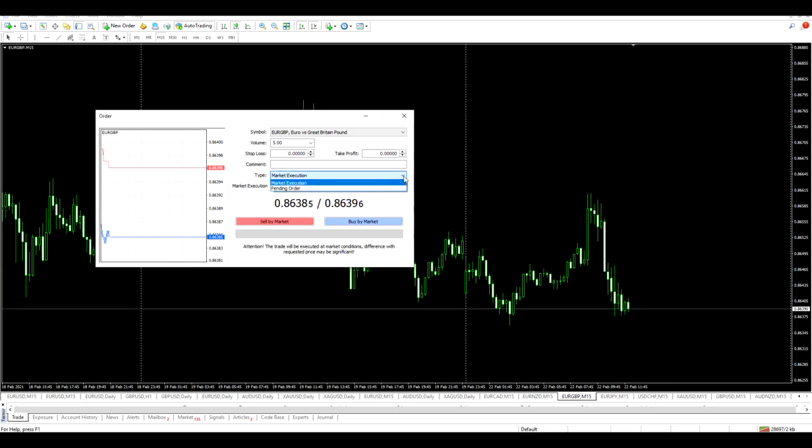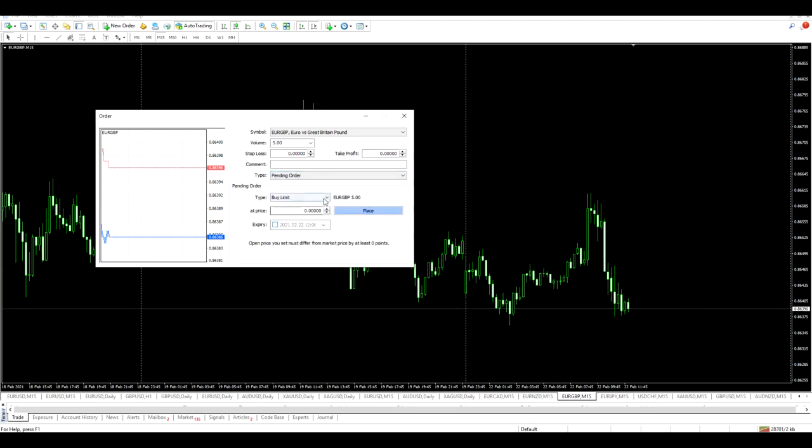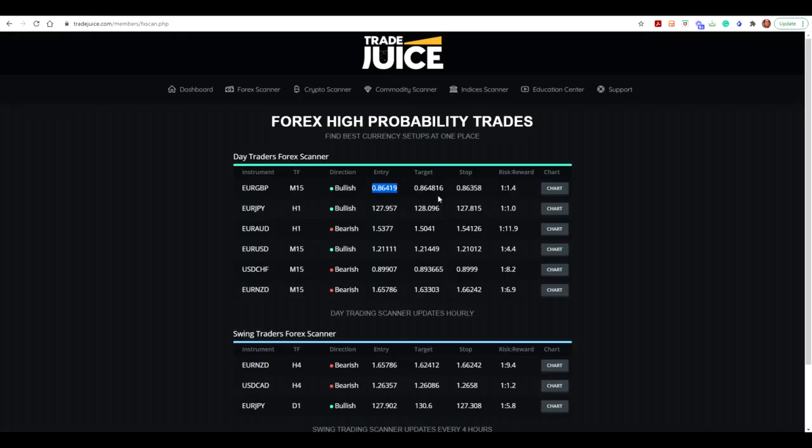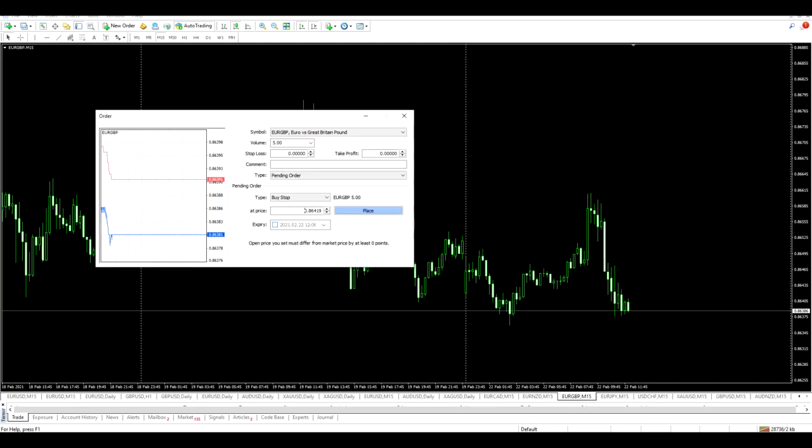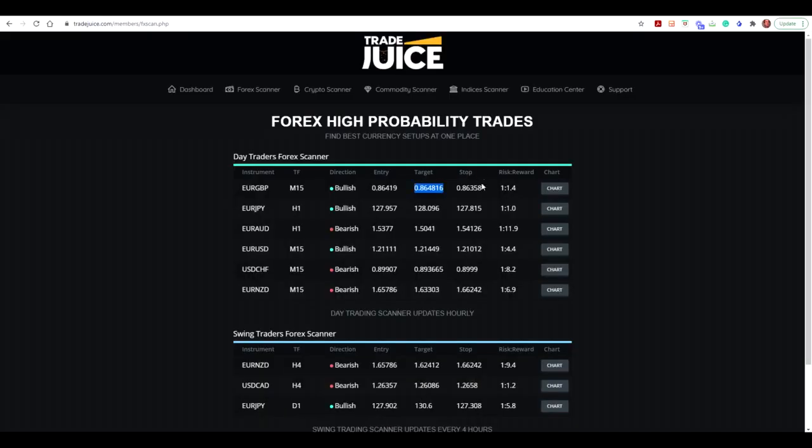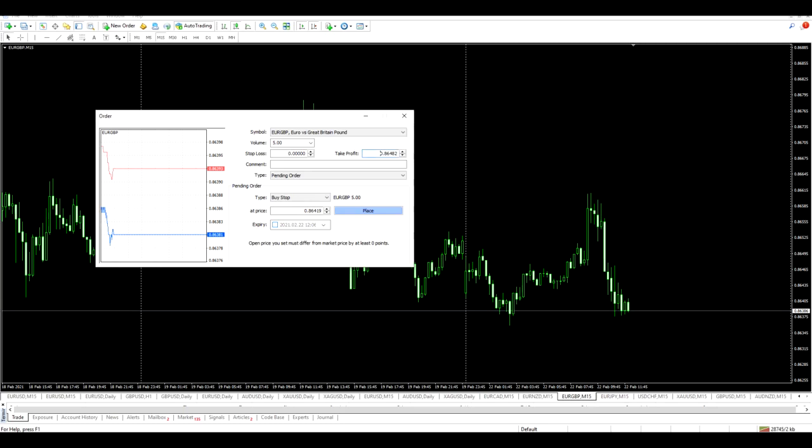And because price is not at that level yet, I'm going to enter a pending order, and I'm going to enter a buy stop limit at this price. It's as simple as that. I just put it in, and now next I'm going to set my target, and that's just a copy paste situation here. I put that into my take profit area, and then I'm going to also do the same with my stop loss. So here we go, and there's my stop.